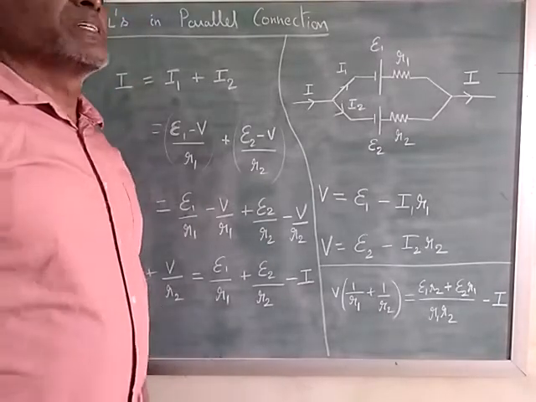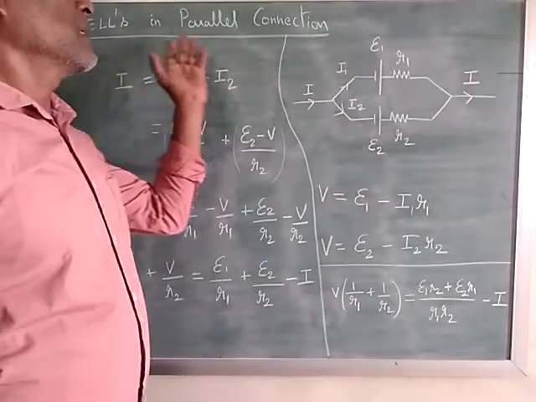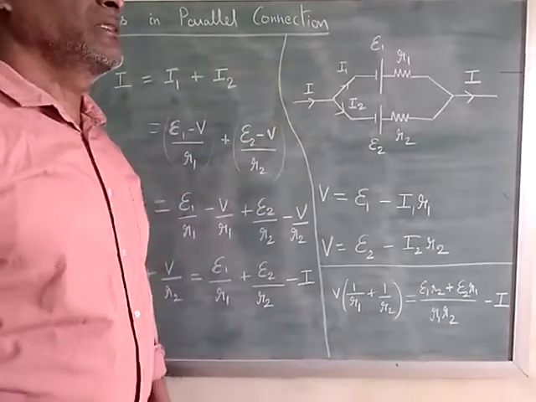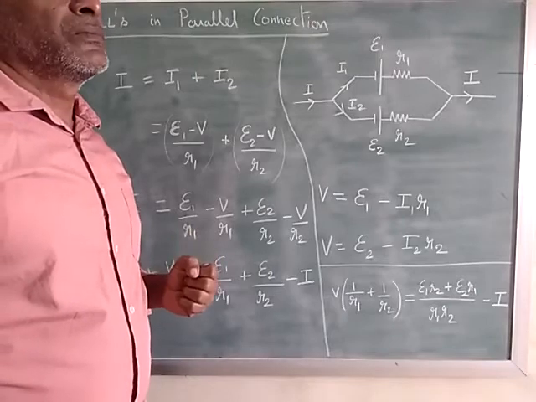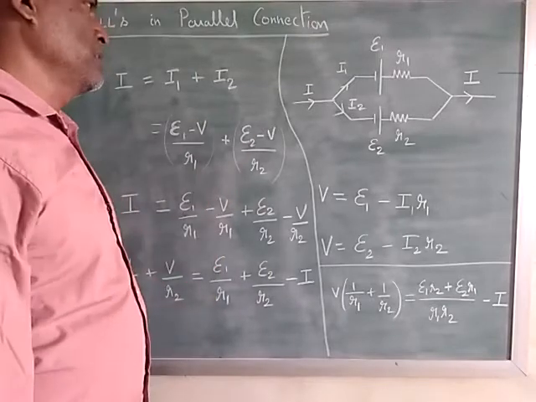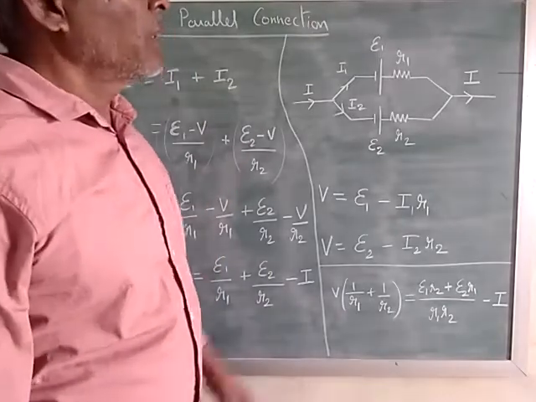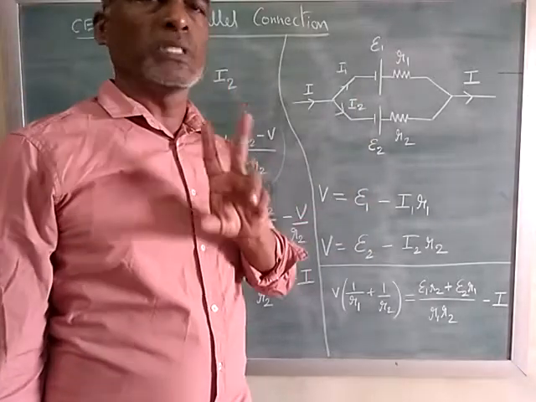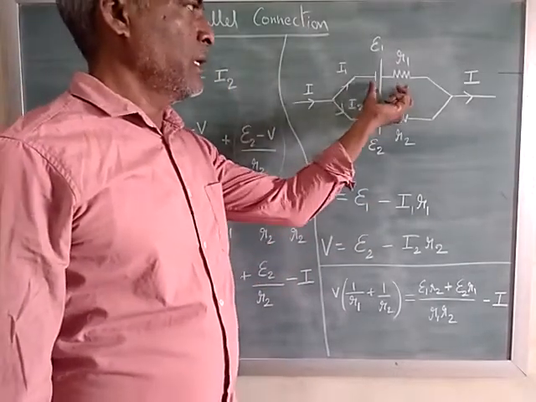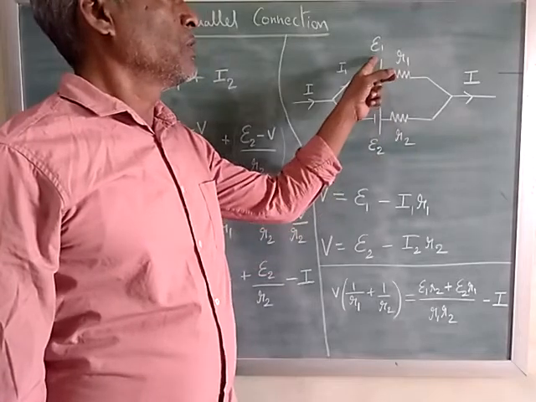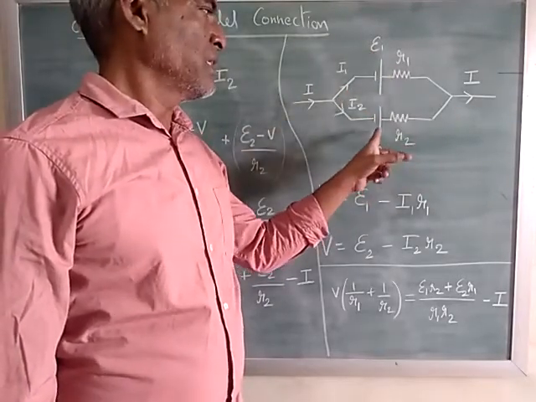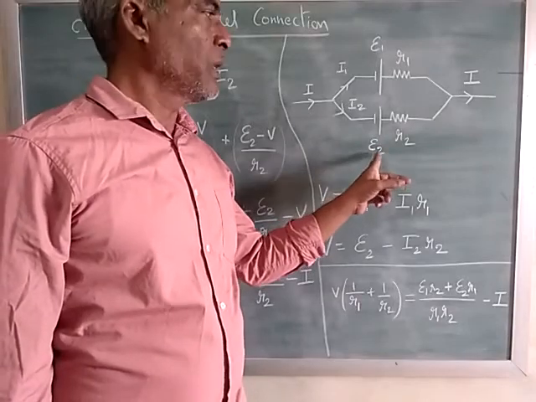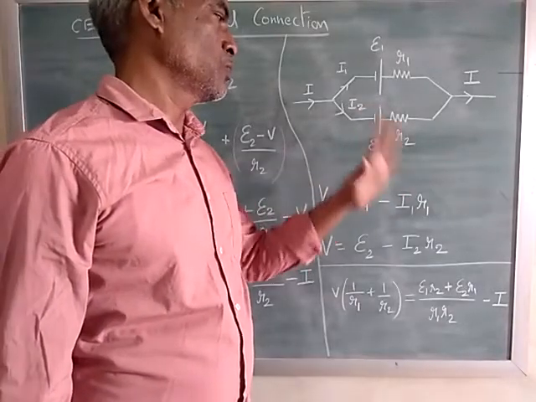So today's topic is cells when connected in parallel connection. What is the equivalent circuit? So we are going to see the derivation. Now we are considering only two cells, cell 1 and cell 2, with voltage E1 and internal resistance R1. Cell 2 voltage is E2 and internal resistance R2.